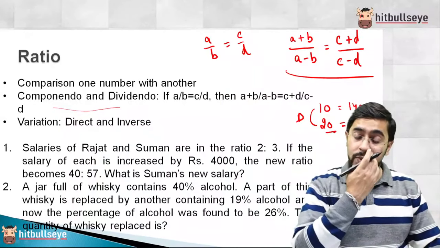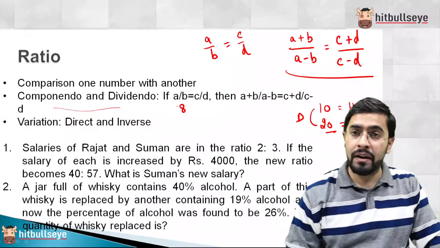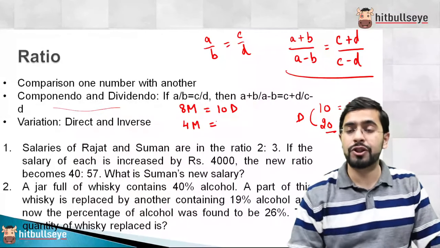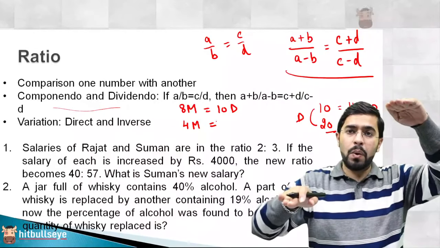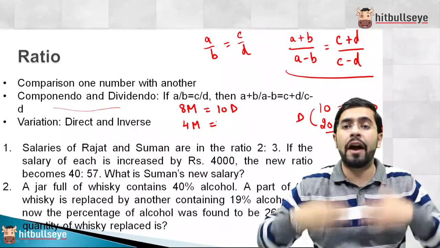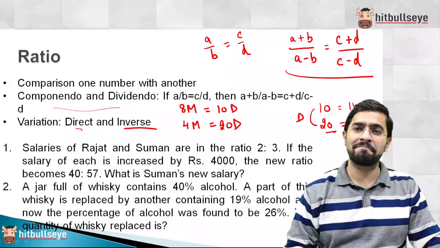And what is an inverse variation? If 8 men are working and they finish a work in 10 days, how much time will 4 men take to finish it? When more men are there, the days are fewer. When men are fewer, the days will increase, isn't that so? Because they have to put in more effort. So the number of days is 20. So this is an inverse variation, right?